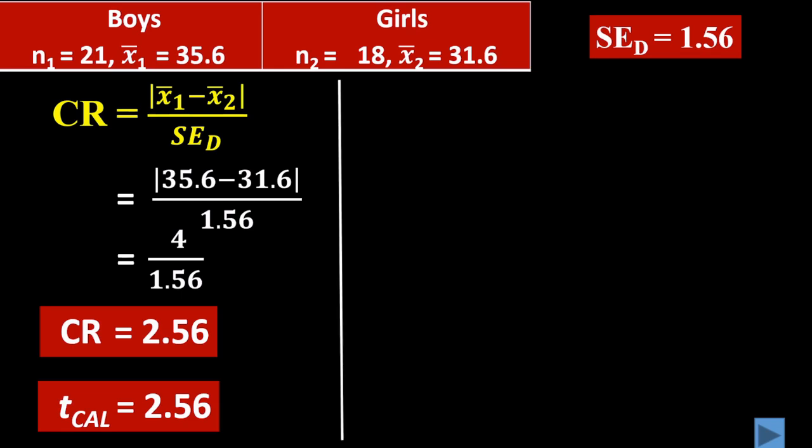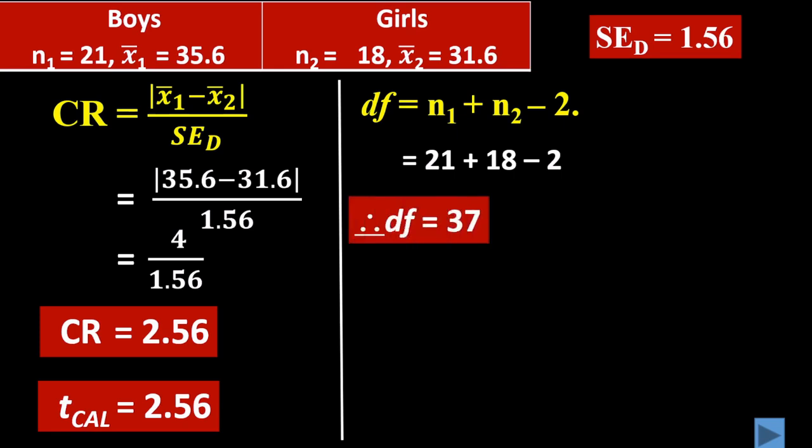Now friends, after finding the t value, we have to find df. Df is degree of freedom. When uncorrelated means are given and the sample is large, to find df, this formula is used. Df equals n1 plus n2 minus 2. N1 is 21, N2 is 18, minus 2. So df equals 37. After getting these two values, df and t calculated, we have to refer to the t table.